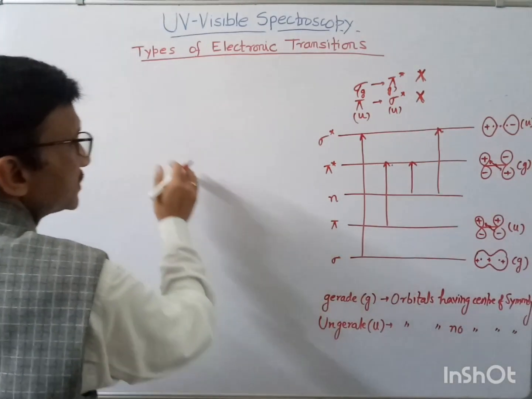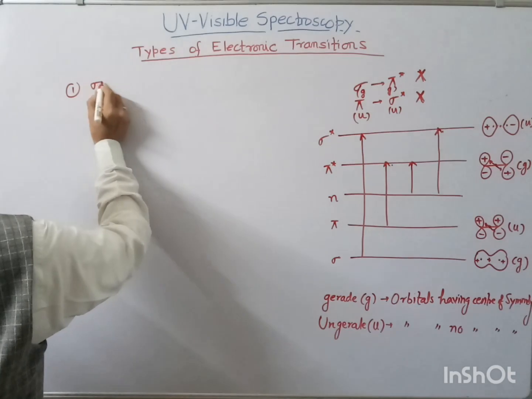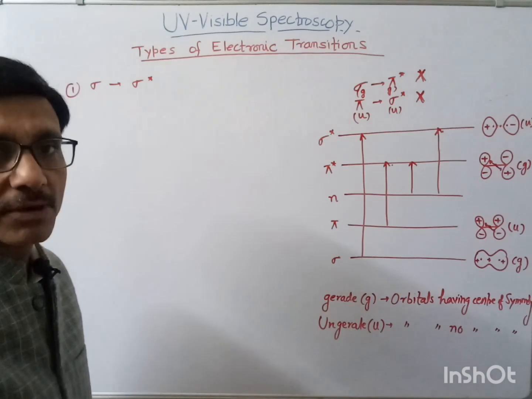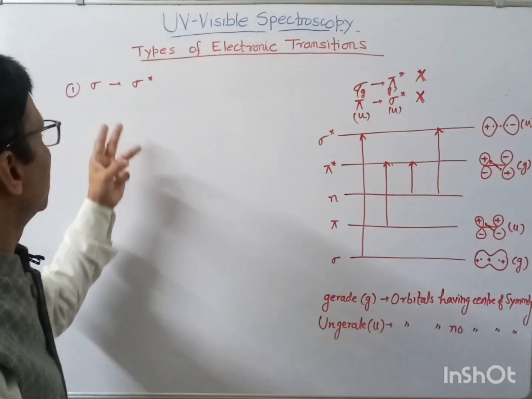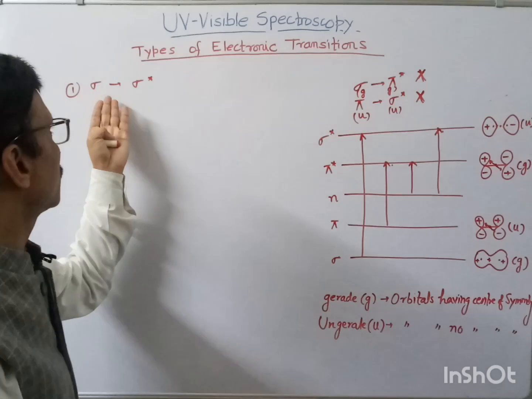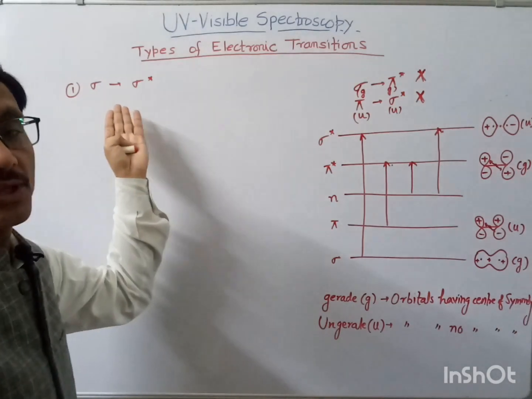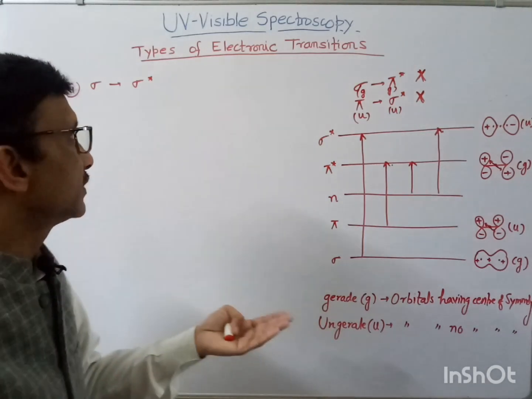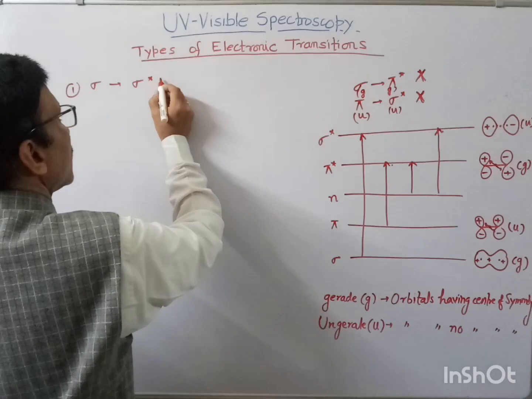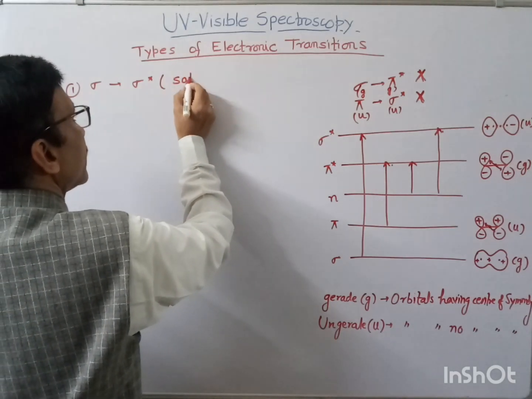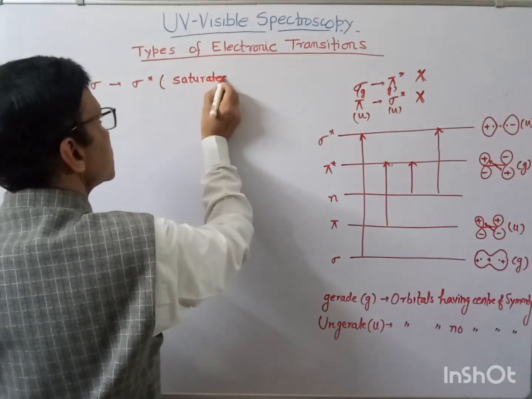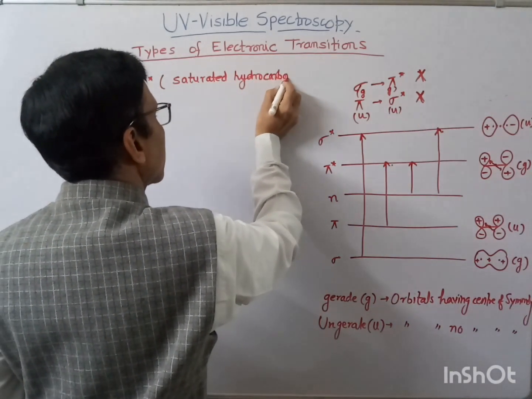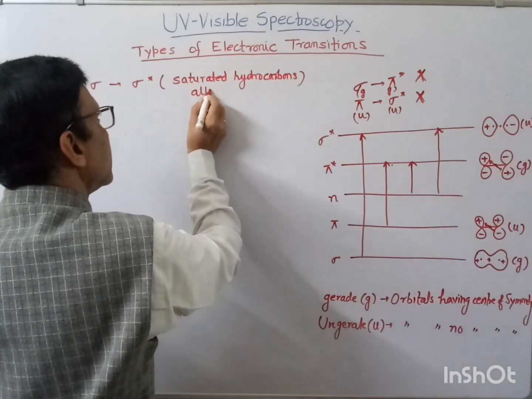The first one is the sigma to sigma star transition. Where will it occur? It occurs where sigma electrons are involved, where a single bond is present, and they are found in saturated hydrocarbons, or we can say alkanes.